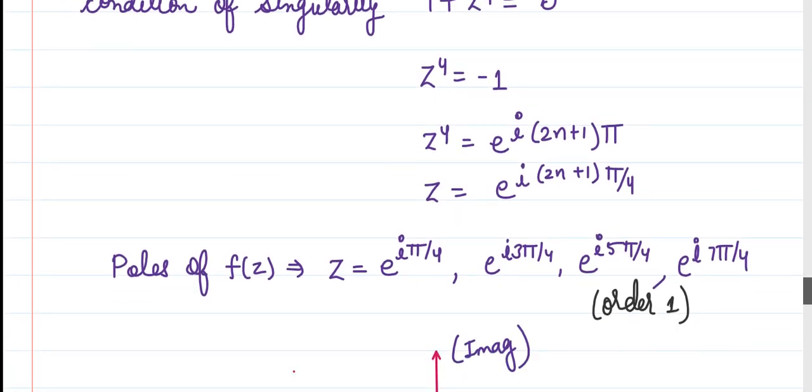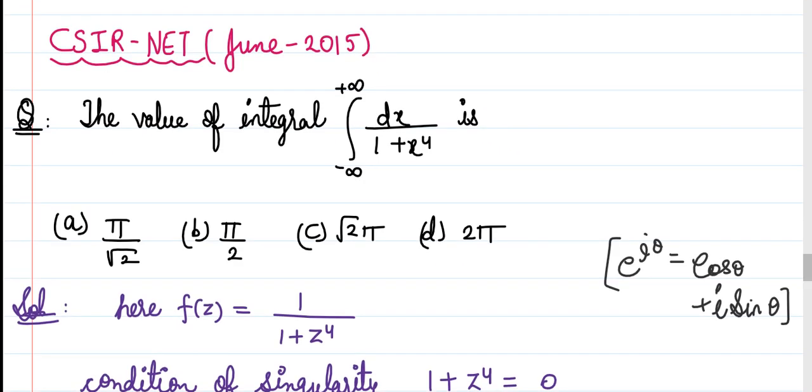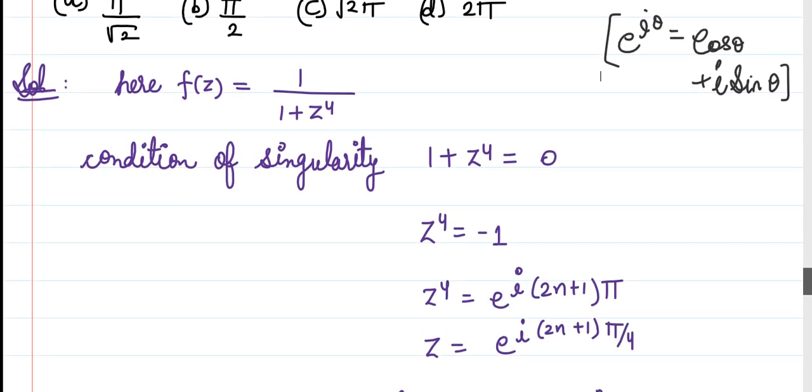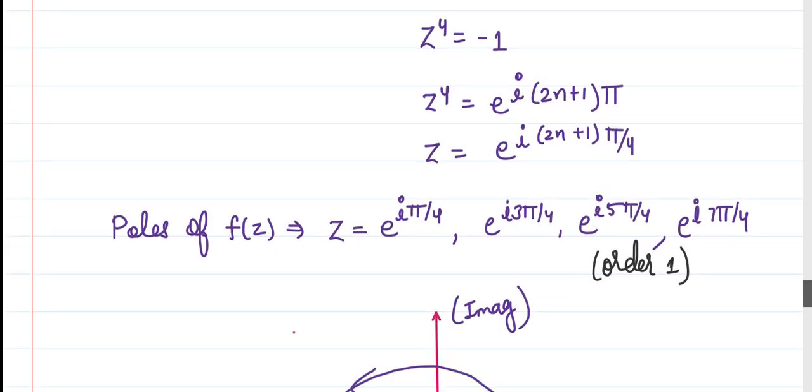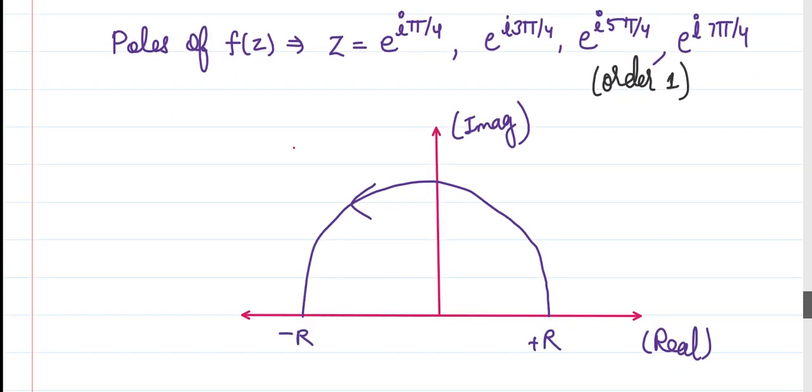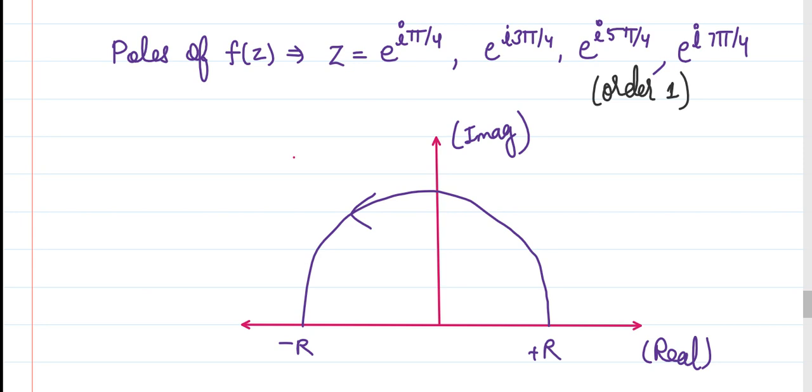One more important thing here: whenever you have this type of integration over the range minus infinity to plus infinity, you have to follow some steps. First, you have to draw the contour diagram, representing it graphically. So this is your real axis and this is your imaginary axis, which is the representation of a complex number. Here the real values are from minus R to plus R, and this is your contour. You can see this as the C contour.